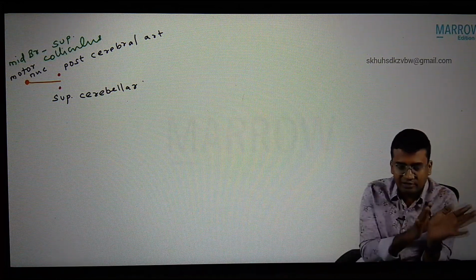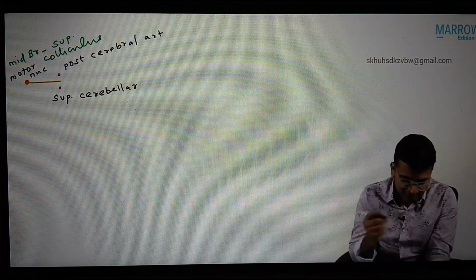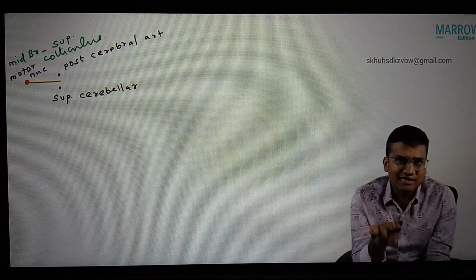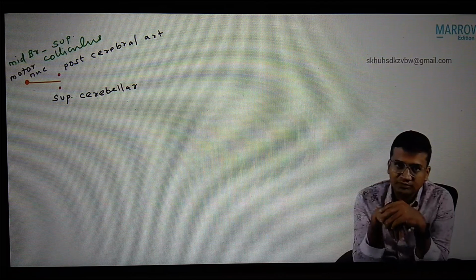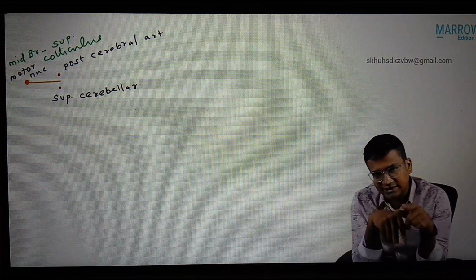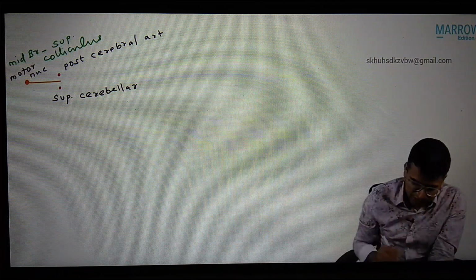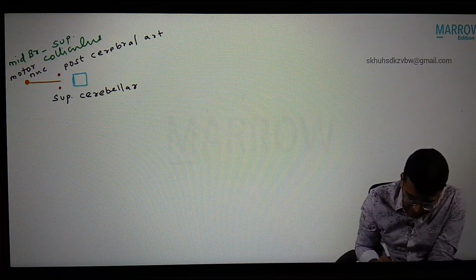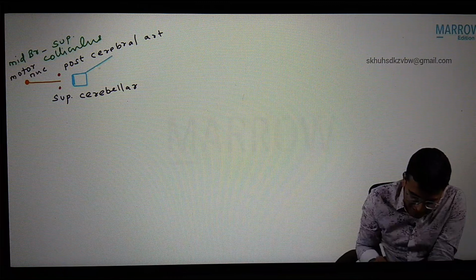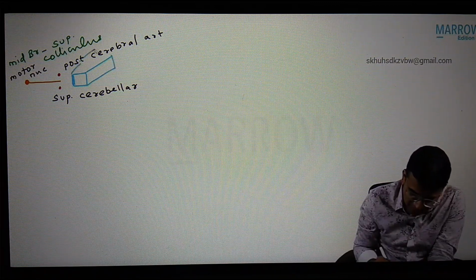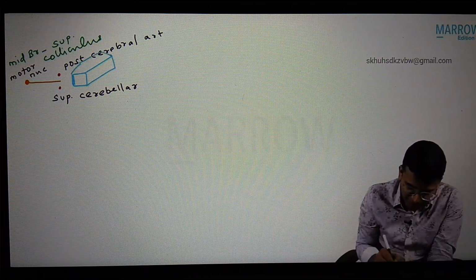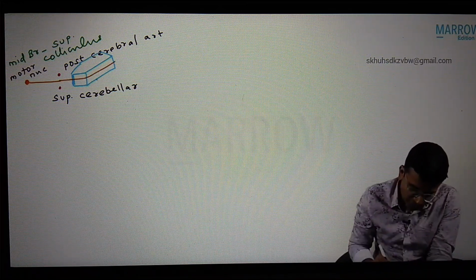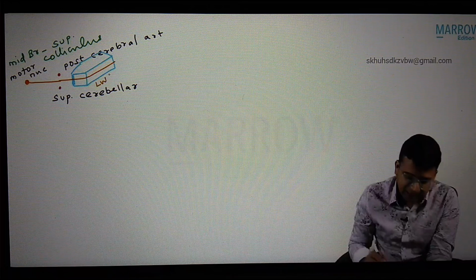After passing between these arteries, the oculomotor nerve enters the cavernous sinus. Now in the cavernous sinus, is the oculomotor nerve passing through the lateral wall or through the sinus? In the lateral wall. So this is our cavernous sinus and the nerve is passing in the lateral wall of the sinus. I am writing LW. LW means lateral wall.